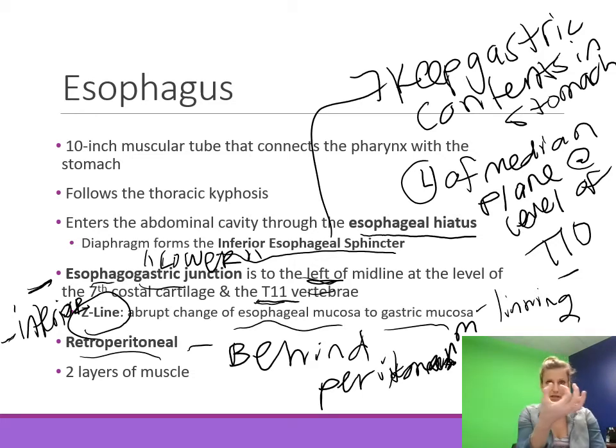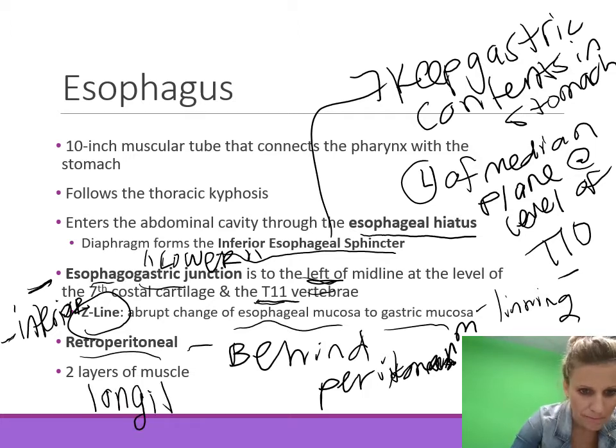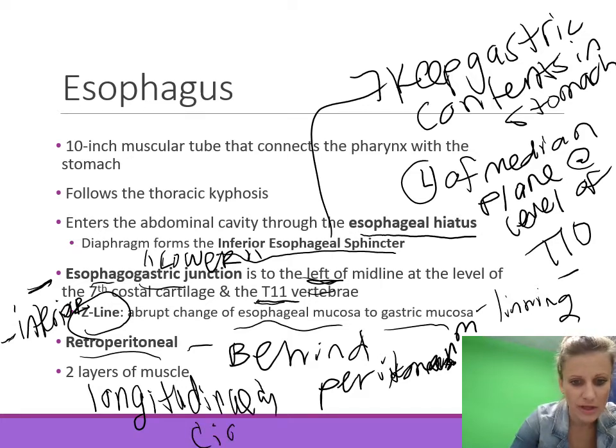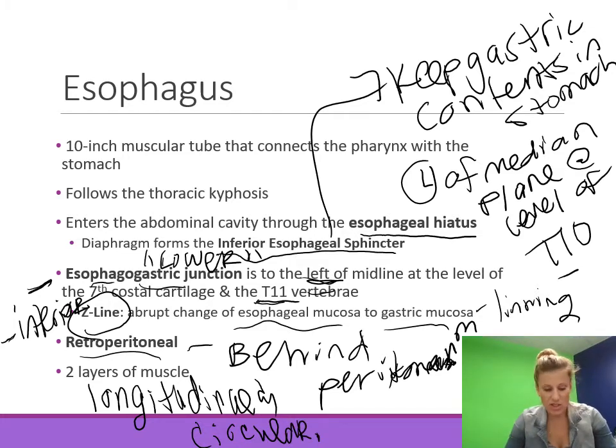The lining or the wall of the esophagus includes two layers of muscle, just like most of the GI tract does. There's a longitudinal layer and a circular layer of muscle. Again, the rest of the GI tract, so the esophagus, stomach, small intestine, large intestine, also have two layers of muscle present in the wall. The stomach is the only caveat here. We'll see that the stomach actually has three layers. There's a third layer of muscle in the stomach.